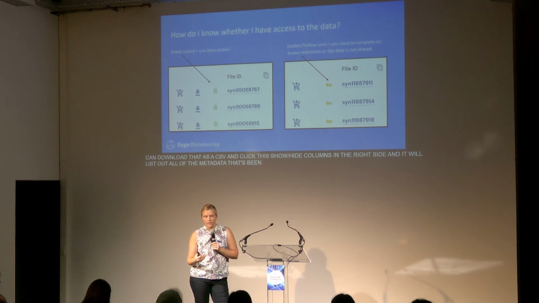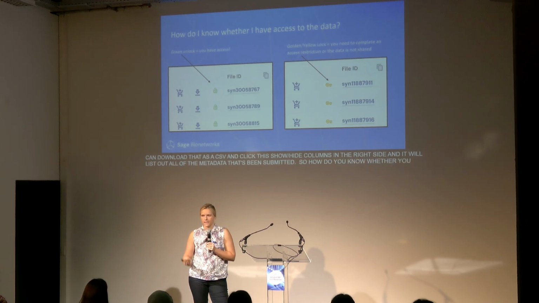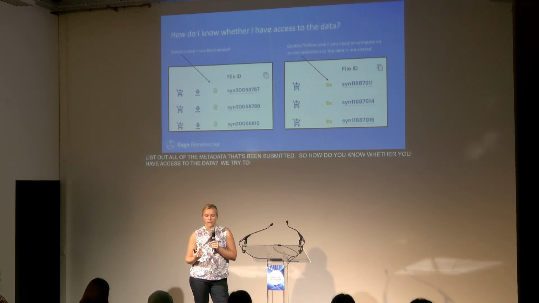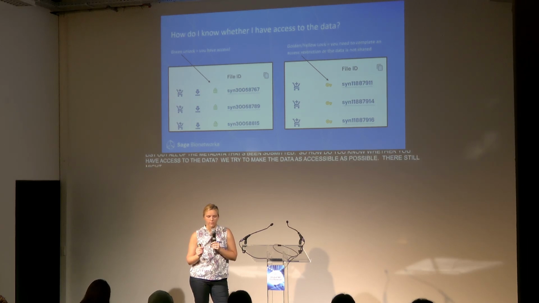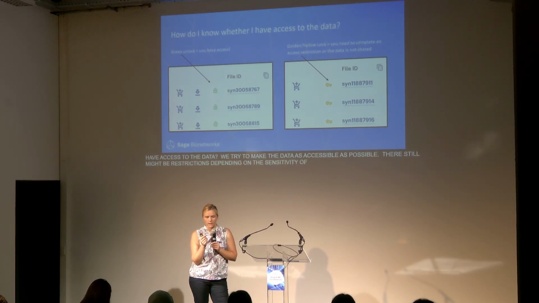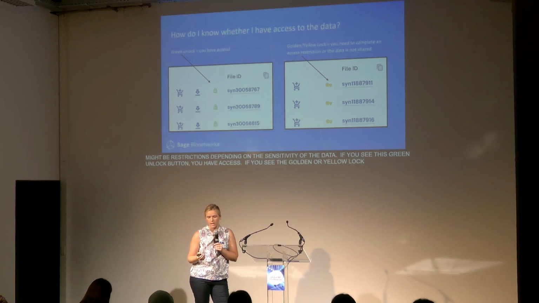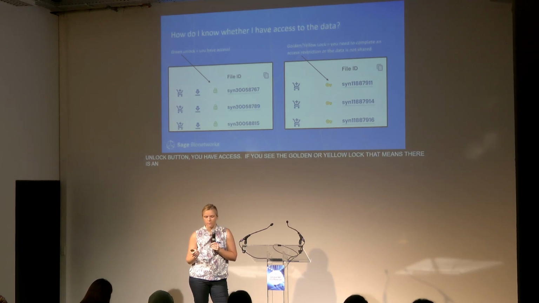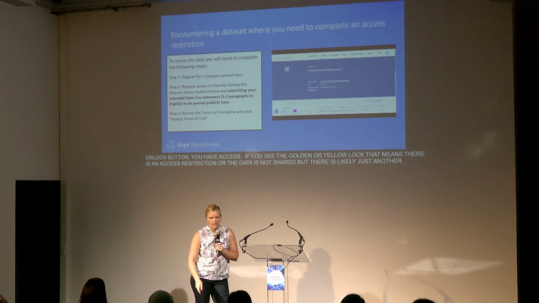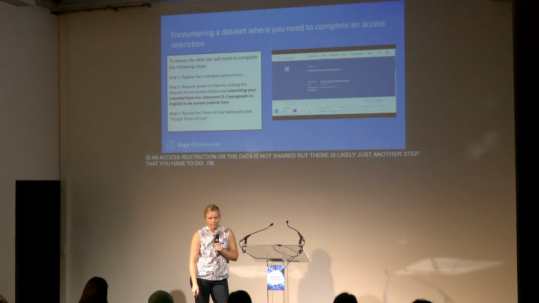So how do you know whether you have access to the data? We try to make the data as accessible as possible. There still might be restrictions depending on the sensitivity of the data. If you see this green unlock button, you have access. If you see the golden or yellow lock, that means that there is an access restriction, or the data is not shared, but there's likely just another step that you have to do. I'm just going to show an example of how it will look.